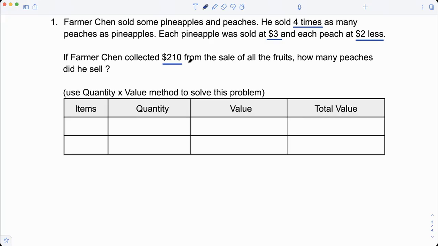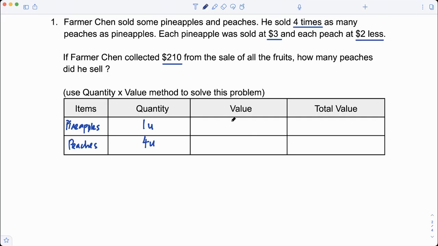In this problem, we have pineapples and we have peaches. We have 4 times as many peaches as pineapples. For every 4 peaches, we have 1 pineapple. However, we do not know the actual amount of peaches and pineapples. We know that peaches is 4 times and pineapple is 1 time.